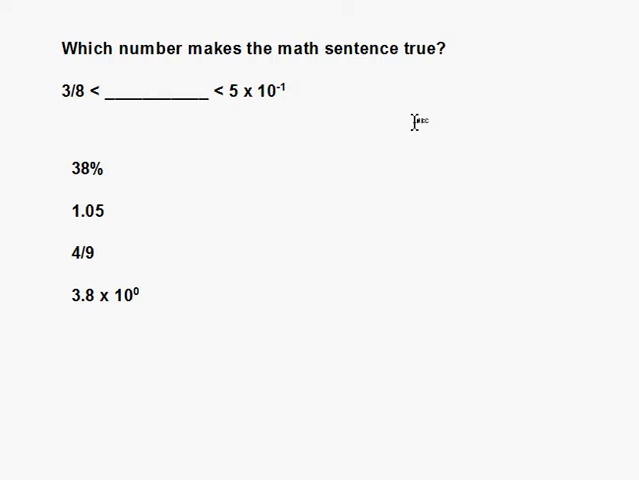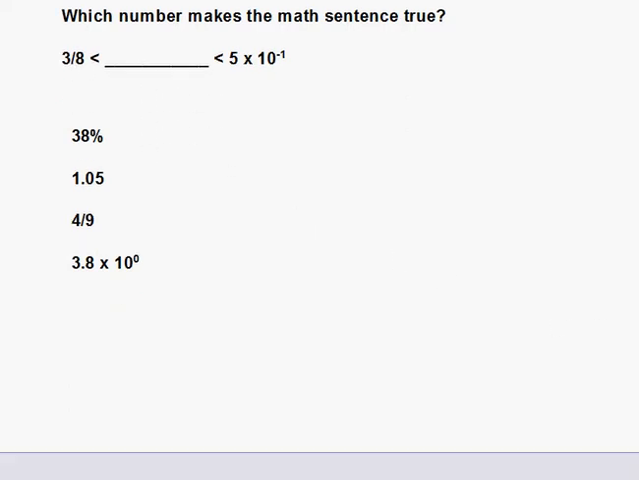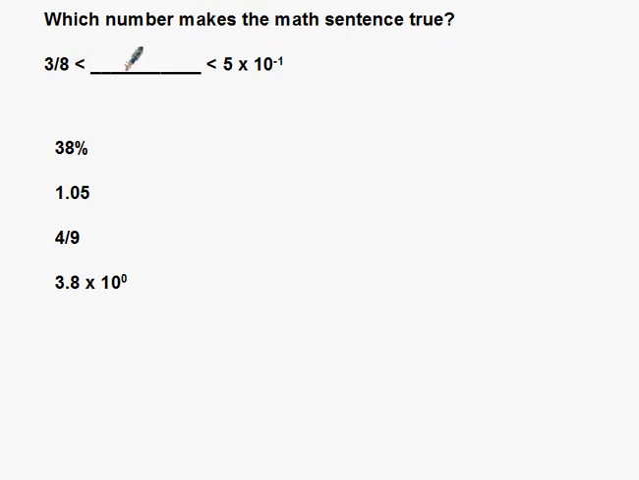All right, let's see if we can determine the answer to this question, which number makes the math sentence true. So we have the fraction 3 over 8, and that's less than some value, which is less than 5 times 10 to the negative first. And we have to pick one of these answers to plug in here, which makes that sentence true.